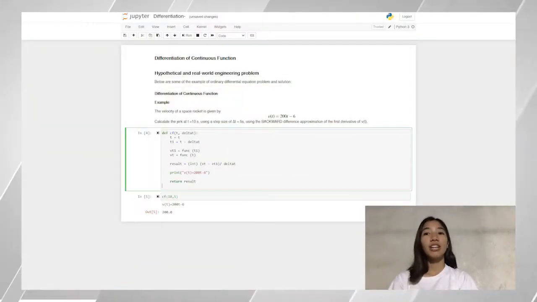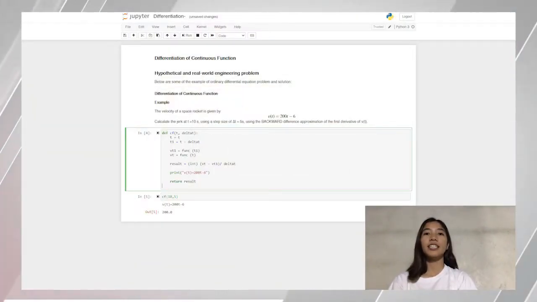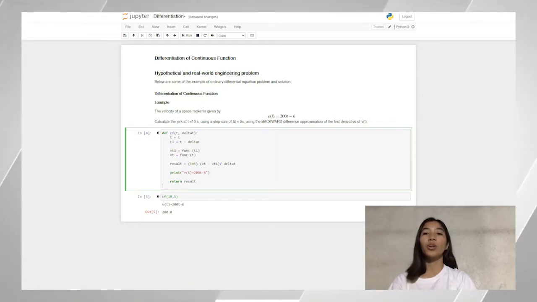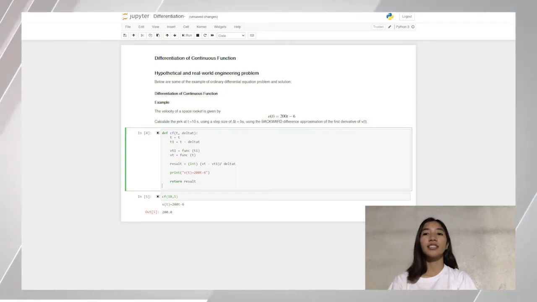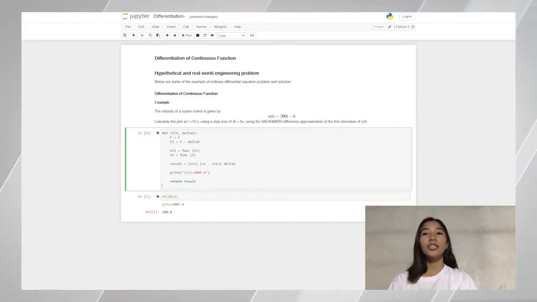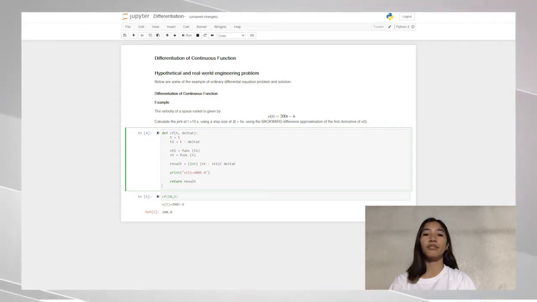Hello everyone, my name is Karla Malano, and today I'm going to discuss with you a solution to an engineering problem regarding differentiation using Python codes. For the problem, the velocity of a space rocket is given by v of t is equal to 200t minus 6. Calculate the jerk at t is equal to 10 seconds using a step size of delta t equal to 5 seconds using the backward difference approximation of the first derivative of v of t.